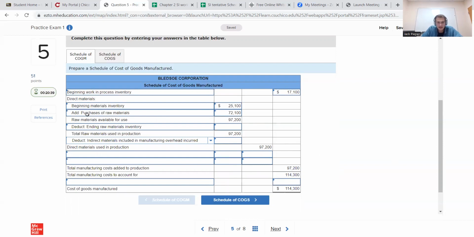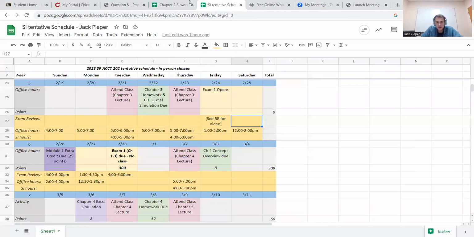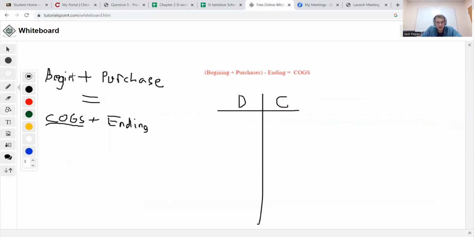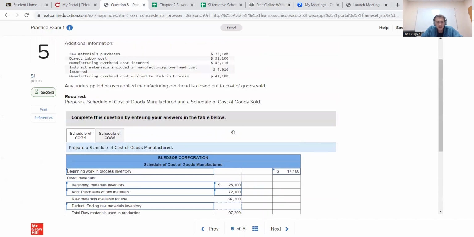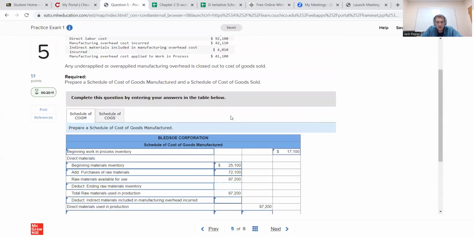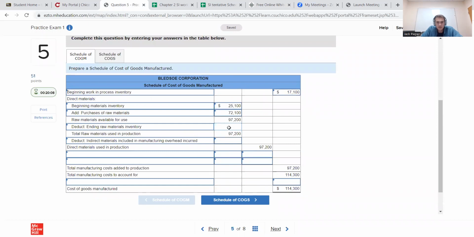Okay, so again, this is COGAS, right? So we have our COGAS here. Now to get the raw materials used in production, we're just going to deduct our ending materials inventory from that, just like we did right here. We did our beginning, we added our purchases, that was our cost of goods available. Now we subtract our ending, we get our materials used. So used in this scenario. So, okay, ending raw materials inventory, 21,100.